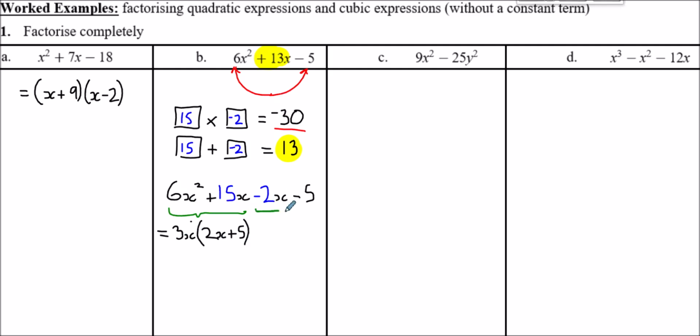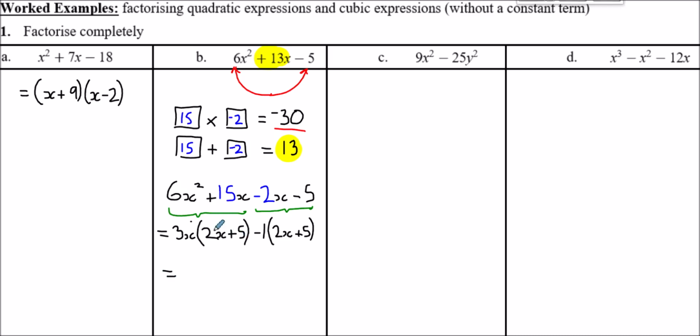Next, this pair will factorise. Both terms are negative, so we have a common factor of minus 1. Minus 1 multiplied by 2x gives us the minus 2x we need. And minus 1 multiplied by positive 5 gives us this minus 5 we need.